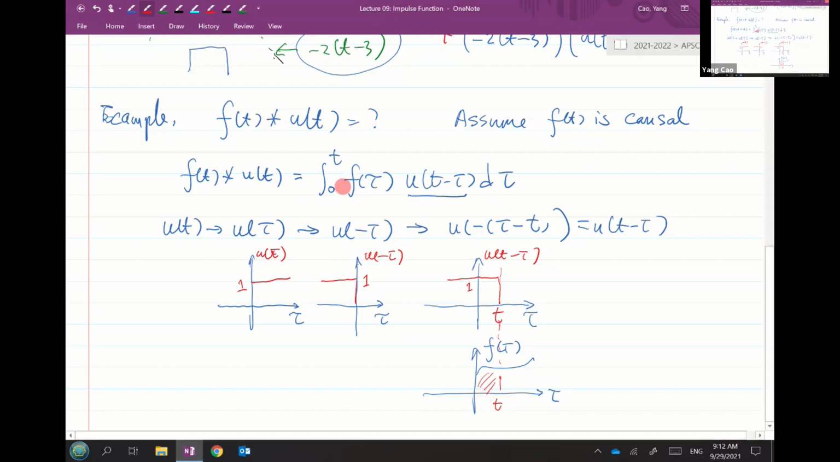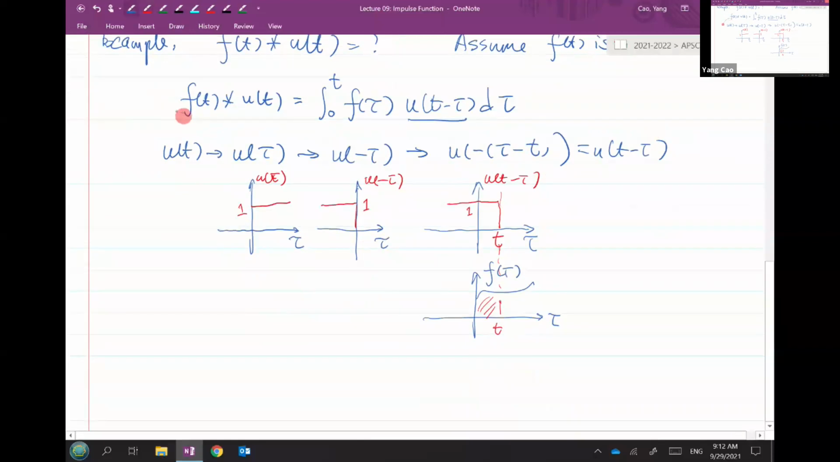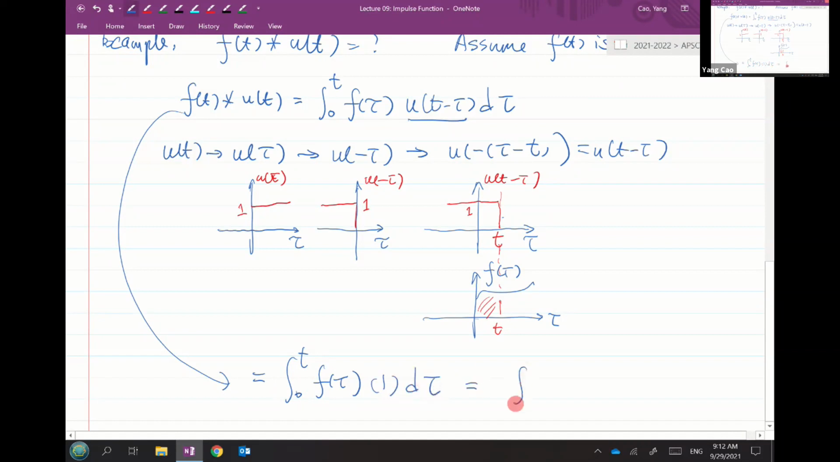Back to the integral here. For the integration, there are two questions we ask. The first question: where does the overlap happen, and what is the range of t? This range of t is pretty obvious. The t has to be greater than 0, so the overlap happens between 0 and t. So the integral limits are 0 and t, which is great. And f of tau, we don't know what it is, so we just keep it as f of tau here, but the other value is 1. So you end up with just the integral from 0 to t of f of tau d tau.